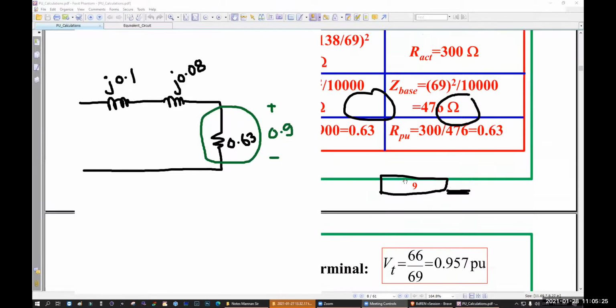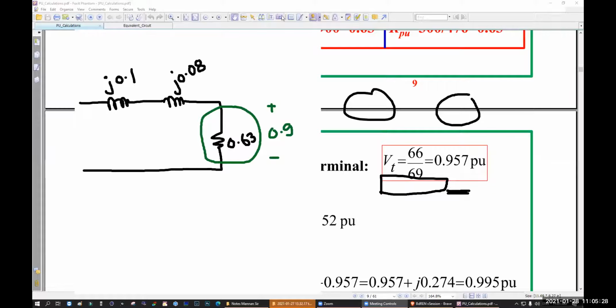6.9, sir? No, no, no. The voltage is 0.957. Here your terminal voltage is 0.957. That is your load terminal, right? You have to find out what your input is. Now again, here your output voltage is 0.957. What is your input voltage?